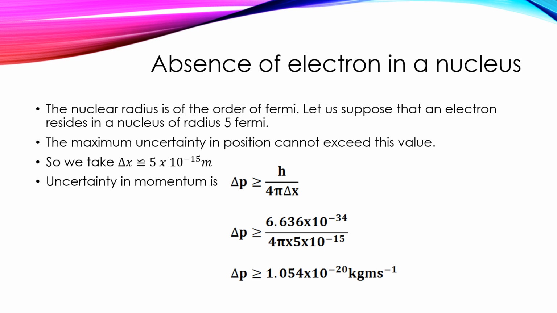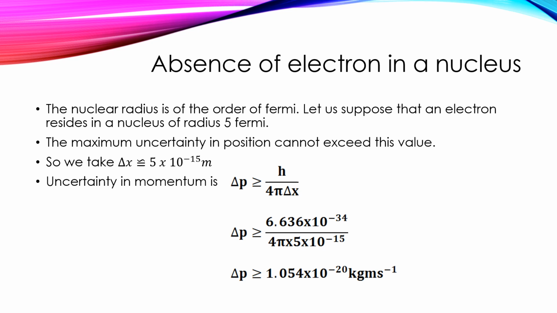Using uncertainty principle, we are going to prove that an electron can never be a constituent of the nucleus. The nuclear radius is of the order of Fermi. Here we start the proof by assuming that an electron is residing inside a nucleus of radius 5 Fermi. Since the maximum uncertainty in position delta x cannot exceed this value, we take delta x as also of the order of 5 Fermi. Now the uncertainty in momentum delta p is given as delta p greater than or equal to h by 4 pi into delta x from uncertainty principle.